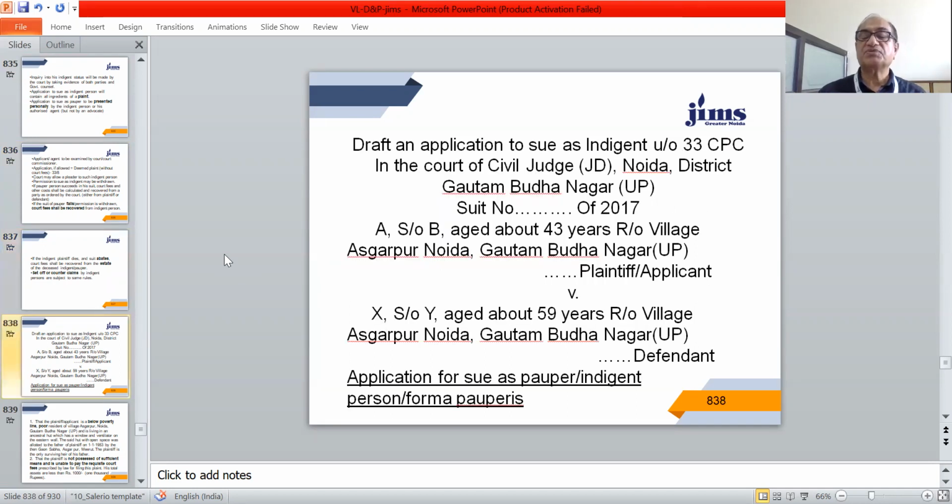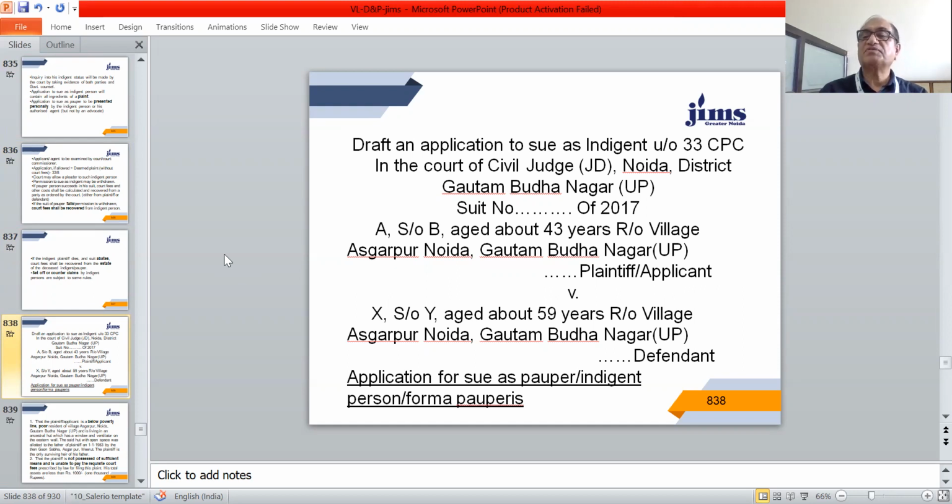Now, dear students, with this little knowledge of the indigent person or the pauper person, now we start the drafting of actual application on behalf of an indigent person so that court may allow him to file his plaint without payment of court fees.